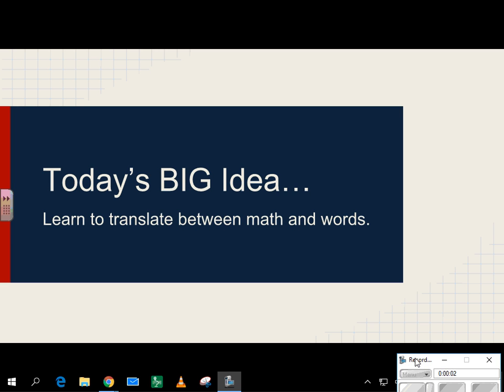Welcome back. Let's get started with our second lesson of the unit. We're going to learn to translate between math and words. We're going to have quite a bit of notes here, and the notes are going to help you in the future knowing how to answer some of these things. Today's date and page number 2 before moving on.